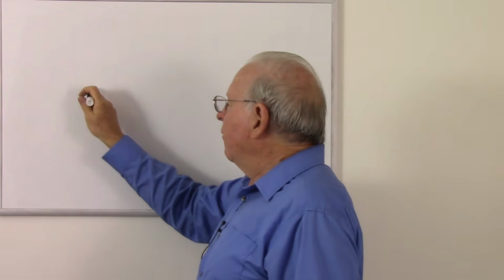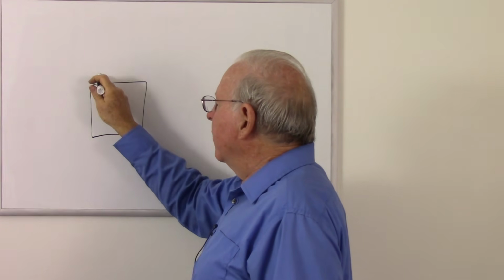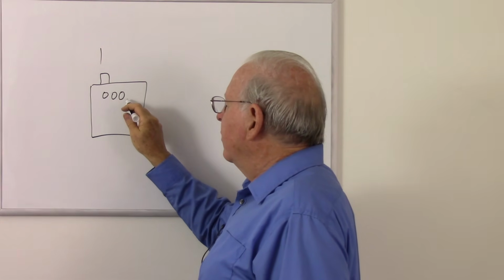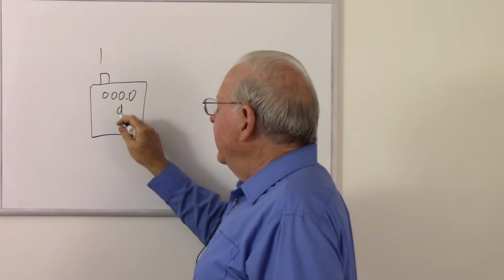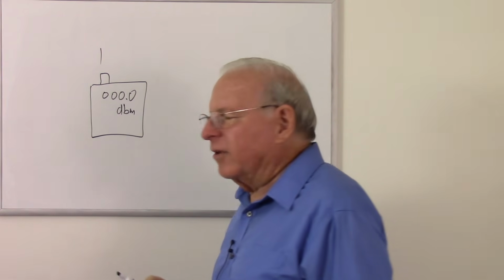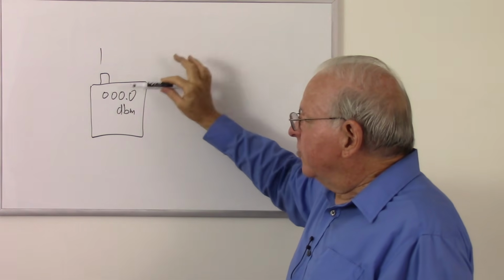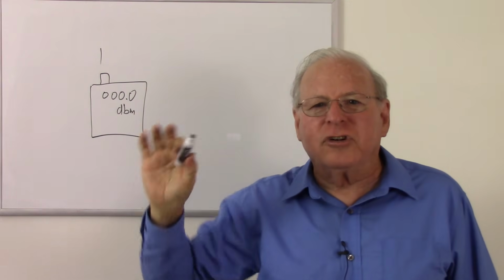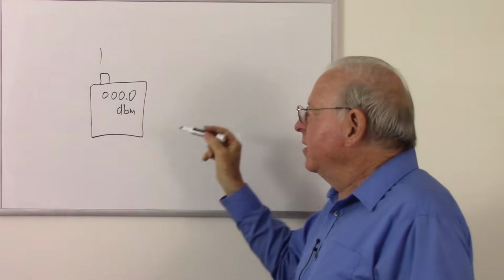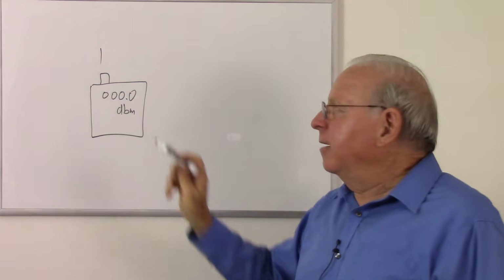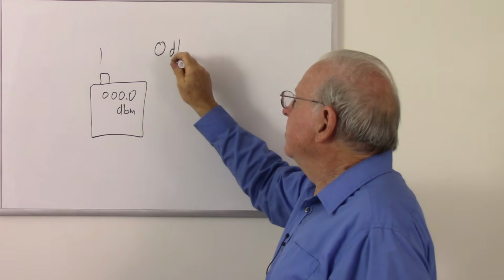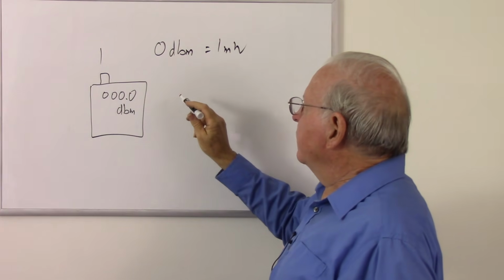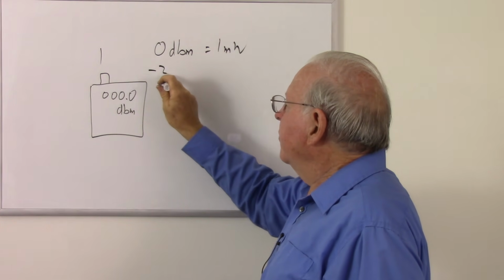So if we have an optical power meter with our fiber coming in it, and it says 0.0 dBm, what's that telling us? Well, it's telling us that power coming in is the same as 1 milliwatt. There's no difference between 1 milliwatt and that power. So 0 dBm equals 1 milliwatt. Now what happens if I see minus 3 dBm?